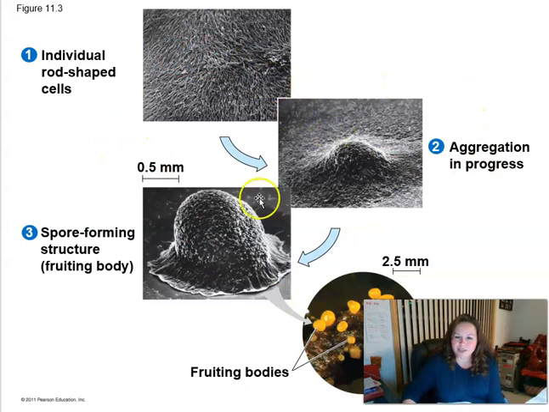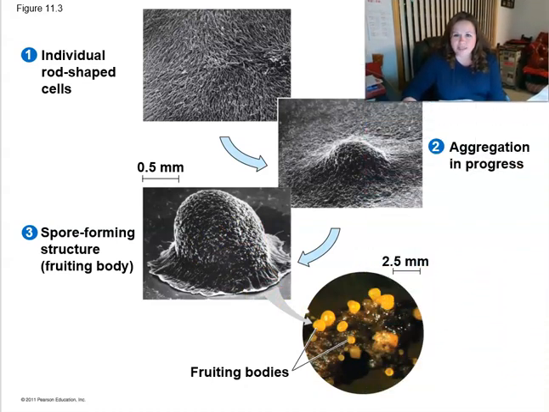In this case, in this picture here, these soil bacteria are talking to one another, and they're realizing that there's not enough nutrients to sustain them all, so they're coming together in what's called the spore forming structure and making these fruiting bodies that will take them through these bad times until the conditions become more desirable.